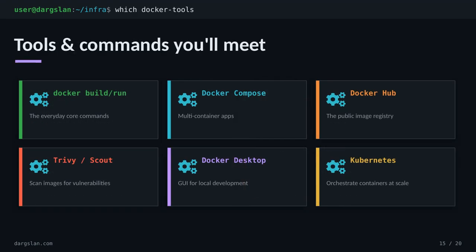With the principles in place, let's take a quick tour of the toolbox you'll actually reach for. Day to day, it's docker build and run for the core workflow, Compose when you've got multiple containers talking to each other, and Docker Hub as your default registry. Beyond that, Trivy and Scout handle vulnerability scanning. Docker Desktop gives you a friendly GUI for local work, and Kubernetes waits in the wings for when you need to orchestrate containers at real scale.